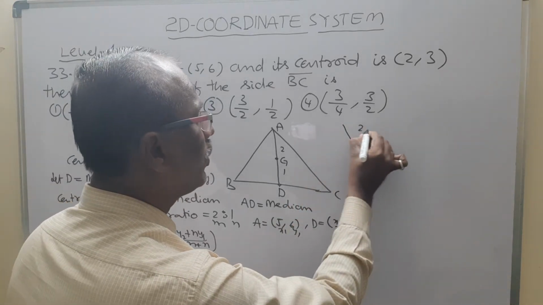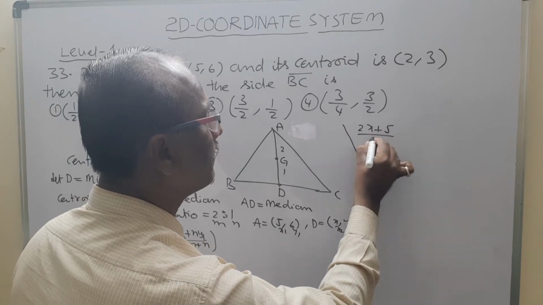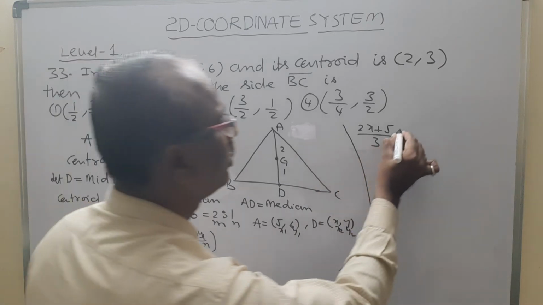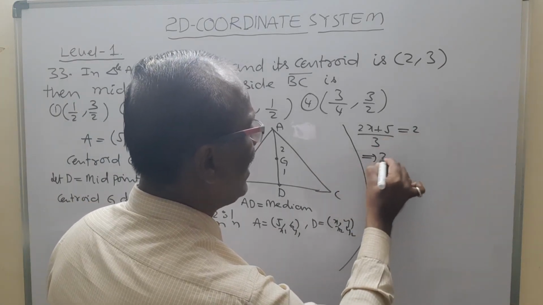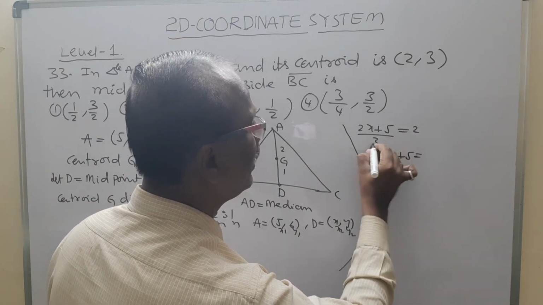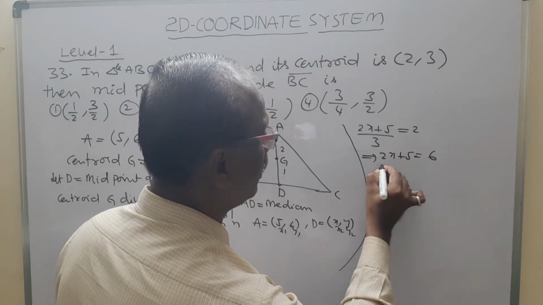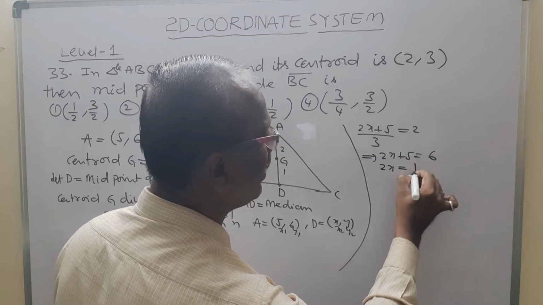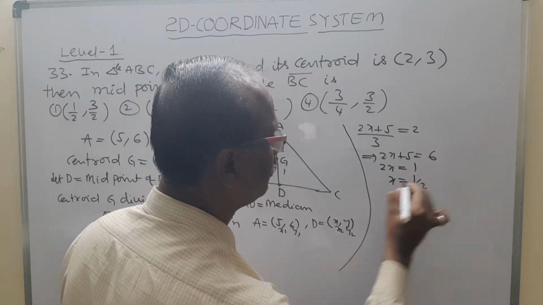Here (2x plus 5) by 3 equals 2. 2x plus 5 equals 3 into 2, 6. 2x equals, here plus 5 becomes minus 5, 6 minus 5, 1. x equals 1 by 2.